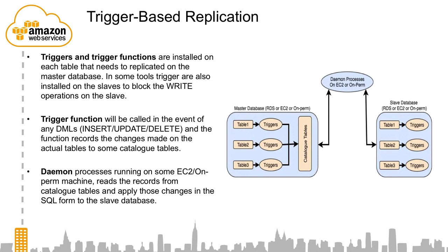Most of the tools will have a daemon running somewhere, either on an EC2 machine or on an on-premises machine. So these daemons will keep on polling this catalog table now and then, fetch the changes from these tables and apply the changes to the slave databases. The slave database will also have triggers placed on the tables in order to stop inserts and updates on the slave database, so as to avoid inconsistency between the master and slave database.